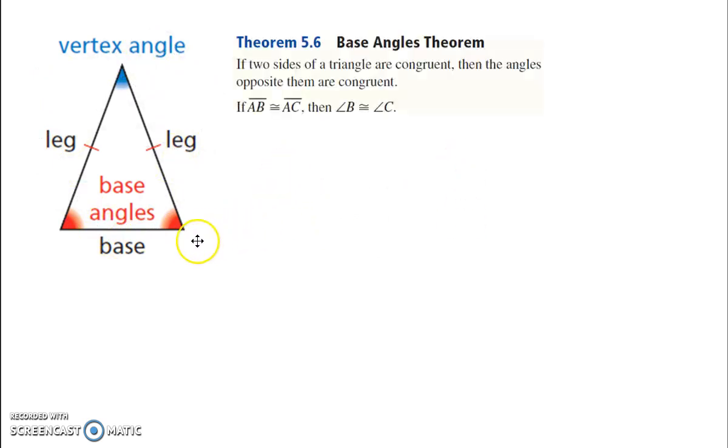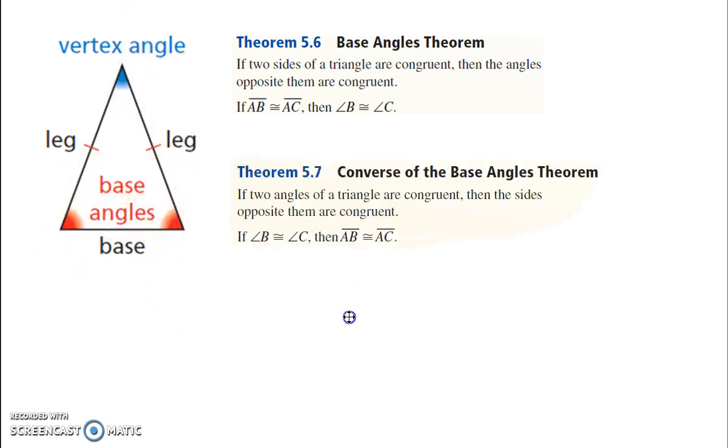Well, the base angles theorem tells me that, sorry, the other way around. If the two sides are congruent, then the base angles are congruent. So if I know it's isosceles, I know that the base angles are congruent. And the converse of that is if the angles are congruent, then the legs are congruent.